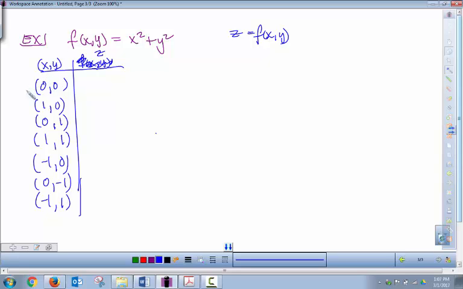We're going to put in 0 for x and 0 for y. 0 squared plus 0 squared is just going to be equal to 0. And then we put 1 in for x and 0 for y. 1 squared plus 0 is 1. 0 squared plus 1 squared is 1. 1 squared plus 1 squared is 2. And then the negatives kind of work the same way. And so we have a set of points that we can look at.